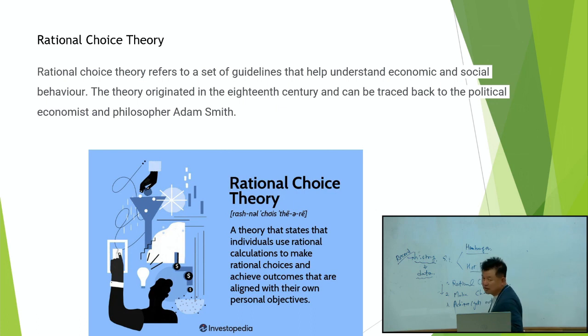It means, okay, I decided the hot dog is better than the hamburger, and then I bought the hot dog and ate it, and then I get some outcomes. Outcome means I am satisfied and it also meets my goal. I'm very hungry and the hot dog is very satisfying. This is for achieving outcomes.